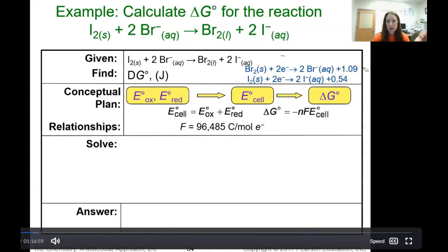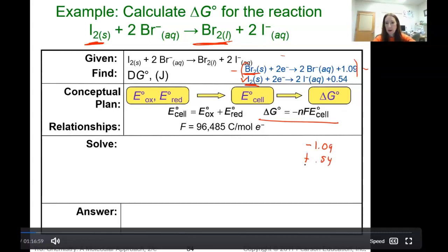Okay, so when we do this, here's our equation that we're going to use. E cell, we're going to find the exact way that we always write it. So if we look here, we have I2 over here, I2 over here. So this one's going to stay that way. Br2 over here is a product, but over here it's a reactant. So we're going to flip this, right? So we're going to have negative 1.09 plus 0.54. That's going to be our E cell. Any questions on that, just in case? Because we did this last lecture. I just want to make sure everybody understands what I just did there. So that's how we get our E cell.